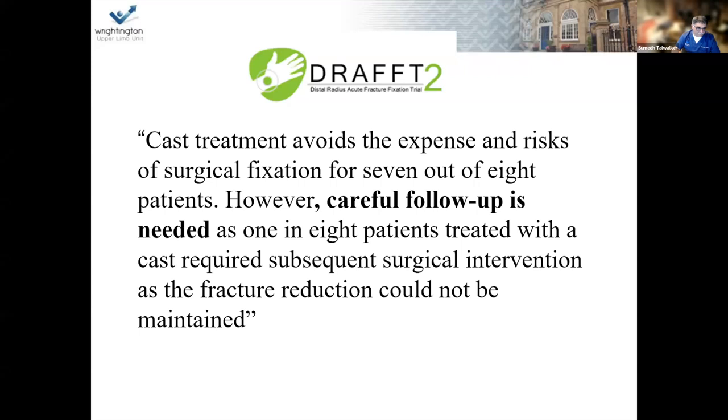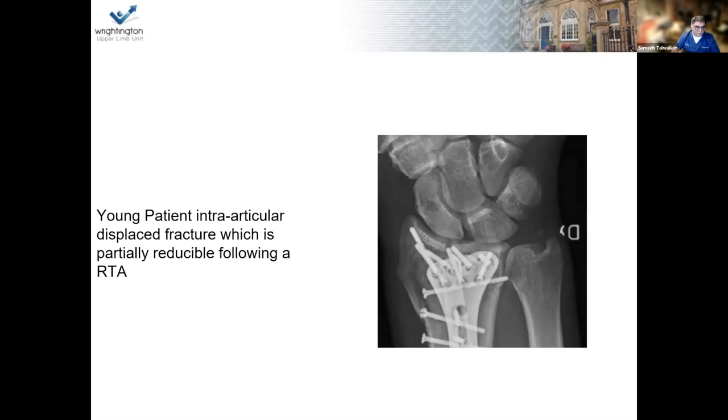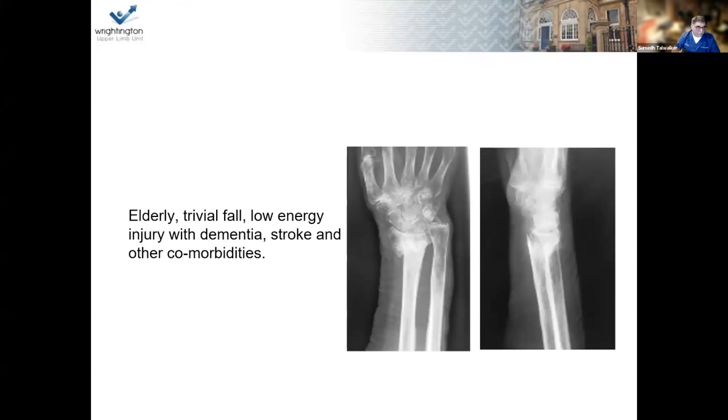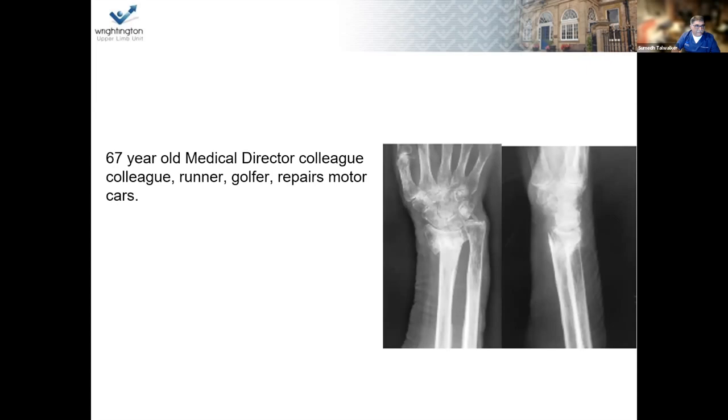So if you look at the extremes, with young patients with high energy trauma, fixation is the norm. Again, there's no problem with someone who's elderly, with dementia, stroke, lots of comorbidities. You have a slightly easier way in terms of treating them conservatively. However, if you were to keep the same x-ray but make this person a little bit more active, it could be a colleague who's a golfer, he's got an active life, you suddenly find yourself in a gray zone.